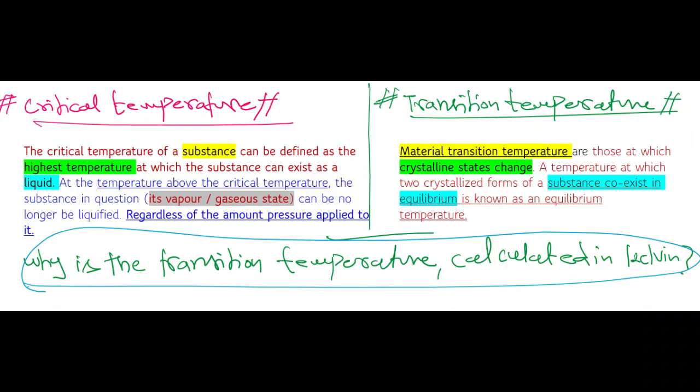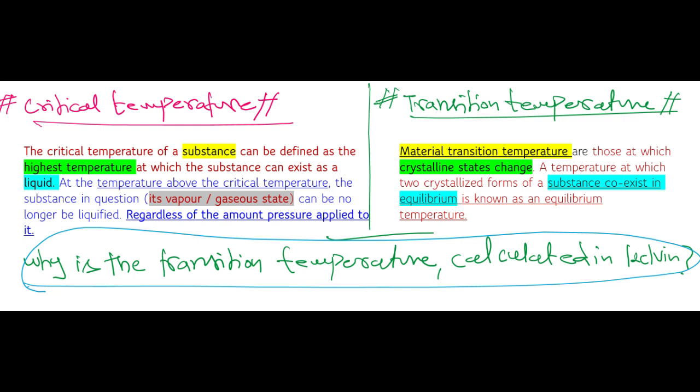Here is what I would say about the difference between critical temperature and transition temperature. The critical temperature of a substance can be defined as the highest temperature at which the substance can exist as a liquid. At a temperature above the critical temperature, the substance in question can no longer be liquefied, which means the state is a vapor or gaseous state, regardless of the amount of pressure applied to it.